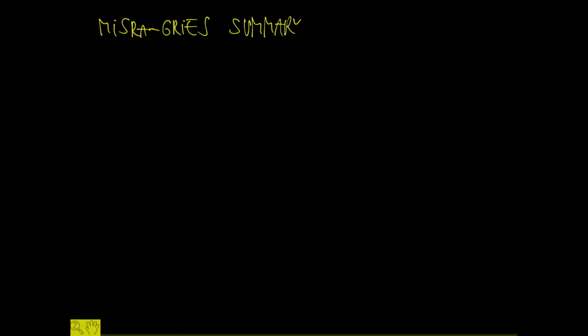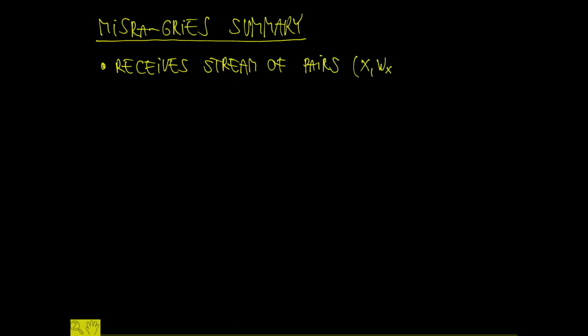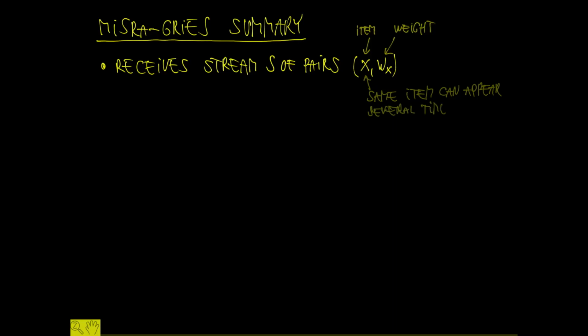The Misra-Gries summary works in the following setting. We receive a stream of pairs consisting of an item x and a corresponding weight w. Let's call the stream S. It's important to notice that the same item can appear several times in the stream. The weight of an item is defined as the sum over all weights with which this item occurs in the stream.